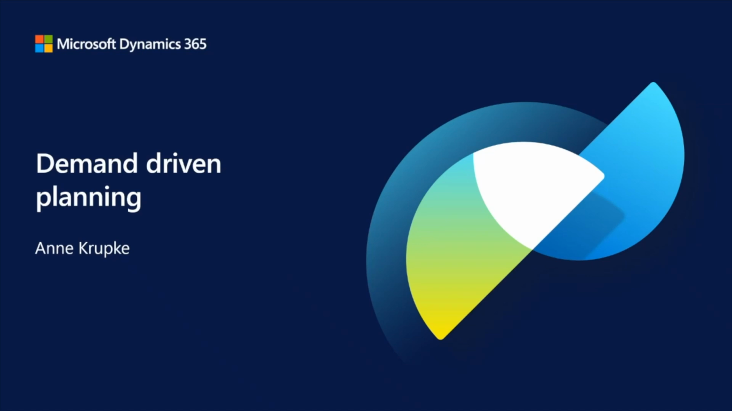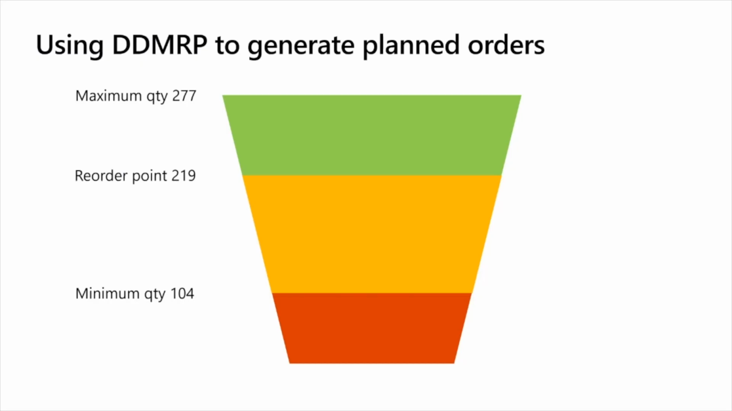So now that we've gone through the configurations of our minimum, maximum, and reorder point levels at our decoupling points, let's talk about how we can generate planned orders in this model. The two main things we want to focus on are when will master planning generate a planned order and how much will the order be generated for. We're going to use the same example that we've been using throughout.